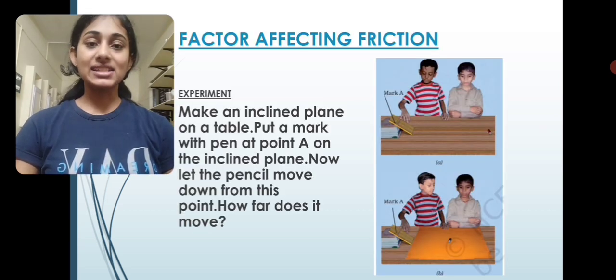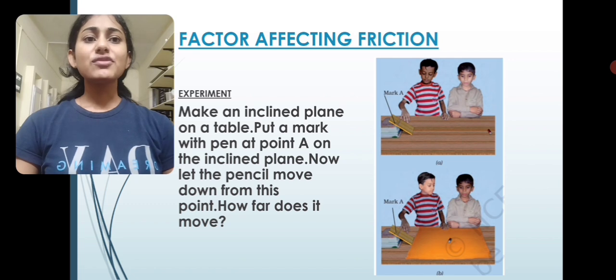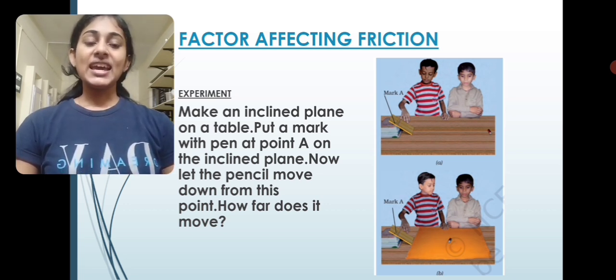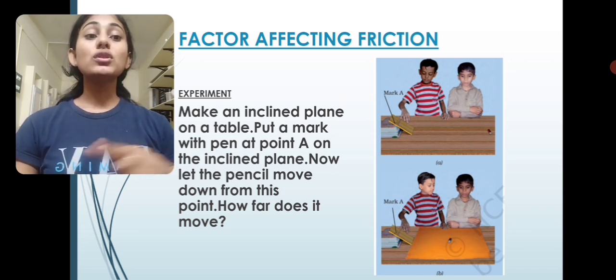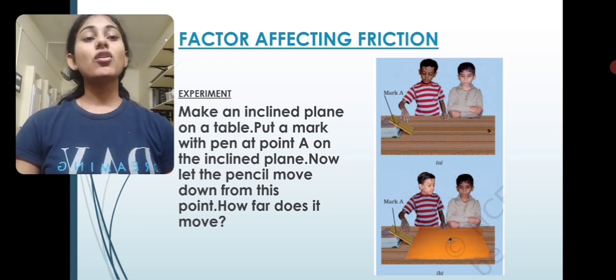Now we can see an experiment. It's about a factor affecting friction. See, there are two pictures. In the first picture, two boys are standing near a table. There is an inclined plane surface, and the boy is releasing a pencil from the top of the inclined plane. In the second case, it is similar, but with a slight difference: there is a cloth on the table. In which case does the pencil move faster or cover more distance?